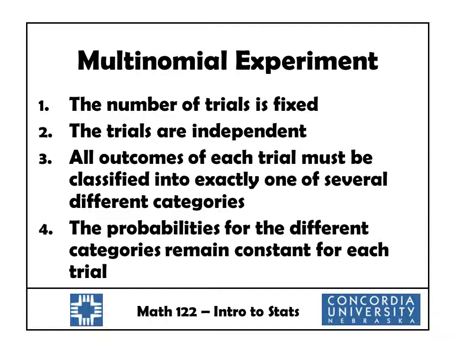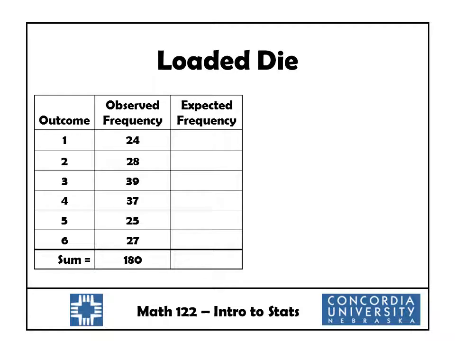So this definition here is very similar to a binomial experiment. The biggest difference is number 3. All outcomes of each trial must be classified into one of several different categories. Here I have 6 different possible outcomes, either 1, 2, 3, 4, 5, or 6. And so we have an example of a multinomial experiment. This type of test we're going to talk about can be applied to multinomial experiments such as this. Okay, so now let's make an observation here.